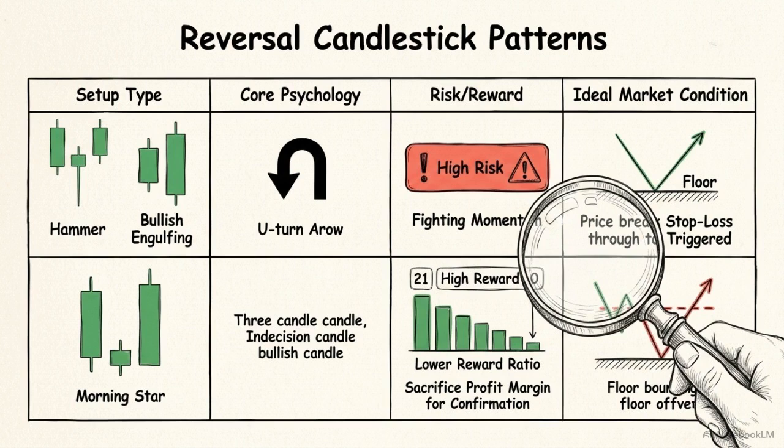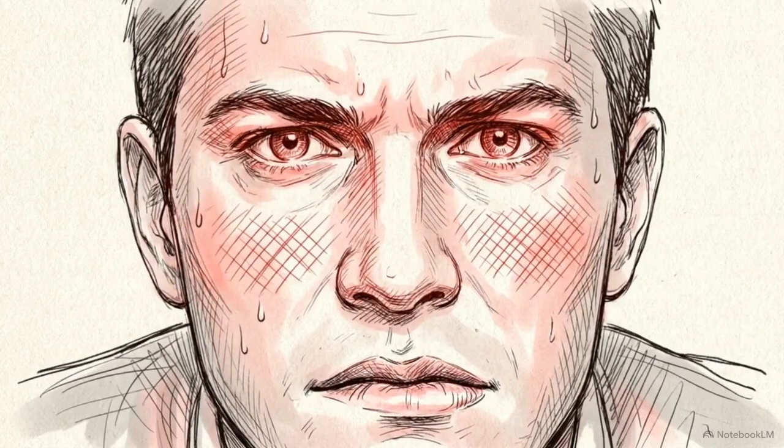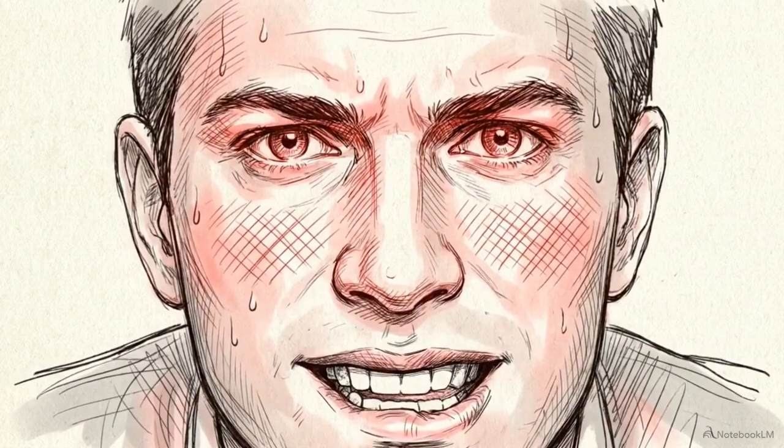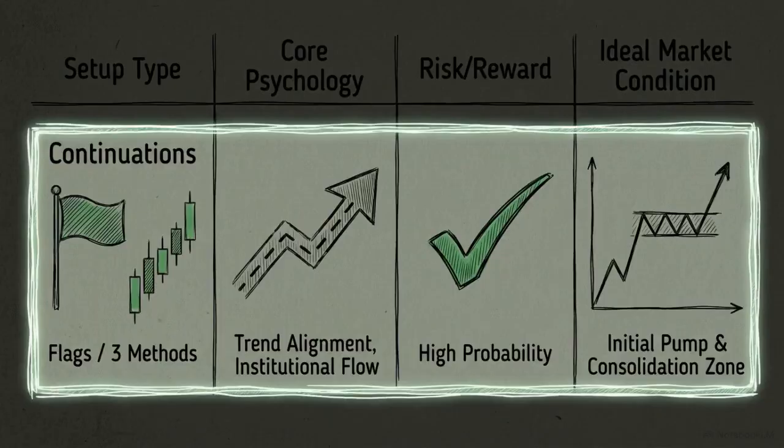But waiting for confirmation creates a secondary trade-off. Filtering false bottoms sacrifices the optimal entry price, reducing the risk-to-reward ratio. Reversals are volatile tools, best reserved for predicting major pivots at key levels, where there is very little room for error. Shifting focus to continuation patterns, like flags and the three methods, the goal changes.